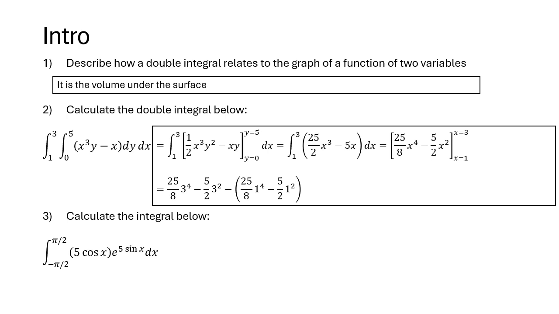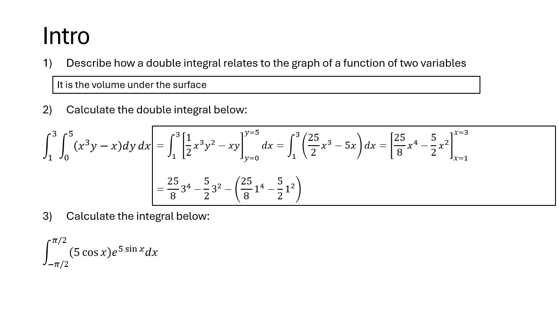Doing so results in the integral from 1 to 3 of 25 over 2 x cubed minus 5x dx, and from there it is just a standard integral. It becomes 25 over 8 x to the fourth minus 5 over 2 x squared, evaluated from x equals 1 to x equals 3, and then we plug in the limits.